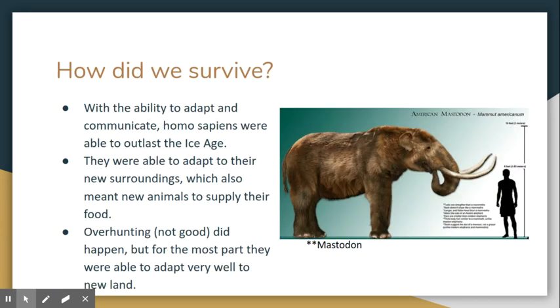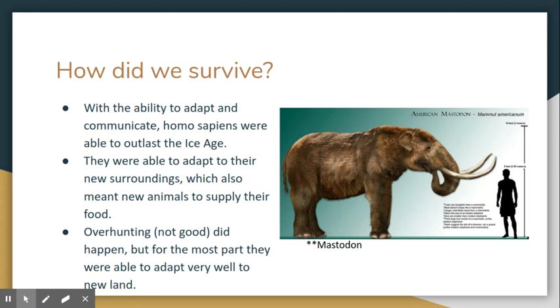How did we adapt? We were able to communicate first off. Communication is always key in everything that you do. Now, we were able to outlast the Ice Age because we were able to adapt. We had different animals we could hunt. We had different ways to supply our food. We were able to see our new surroundings and say, hey, this is how we can build a community here. This is how we can settle in this place. Even though it's freezing or colder than it was in Africa, we can still be developed here. Overhunting did happen, but for the most part, they were able to adapt very well.